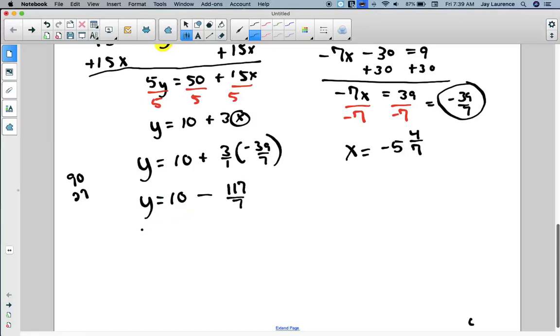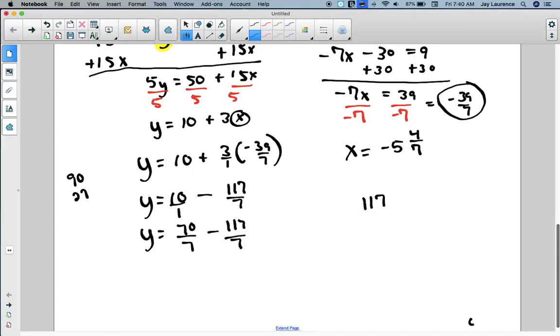Okay? Now, I'm going to turn this into a fraction with a denominator of 7. So I have to multiply the denominator by 7 and the numerator by 70. And I'm going to get 117 sevenths, right? If you don't know how I did that, come see me. I would love to help you.